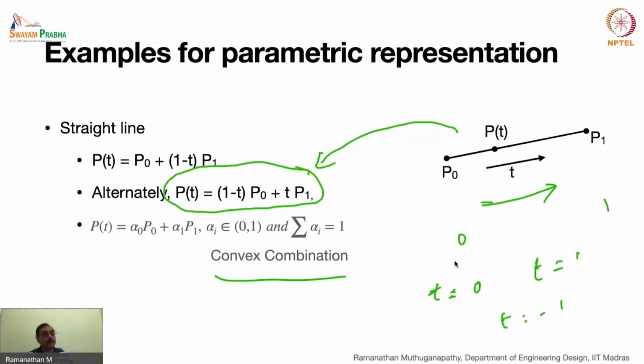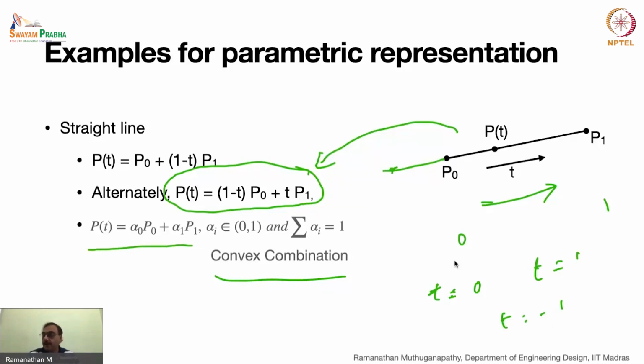So if t is -1, you'll get a point outside the line segment. You'll get a point somewhere on the left, more precisely, to the left of the point P0. And similarly, if you have t greater than 1, then you will get a point on the other side of P1. Okay, so this equation can also be written.